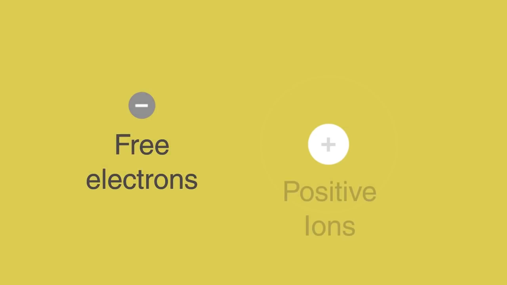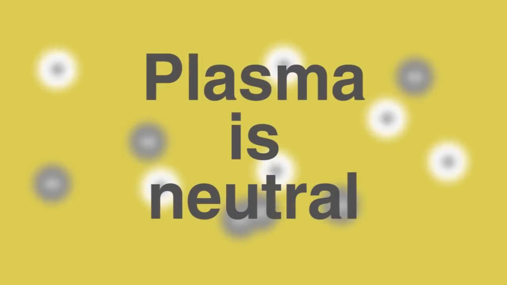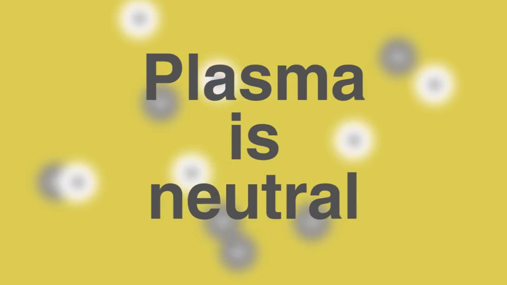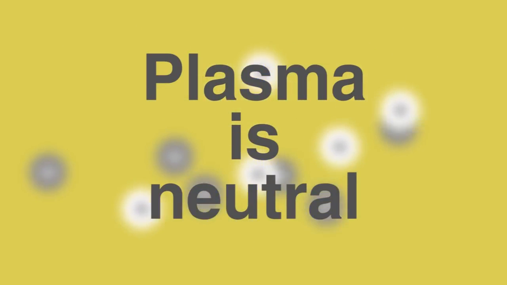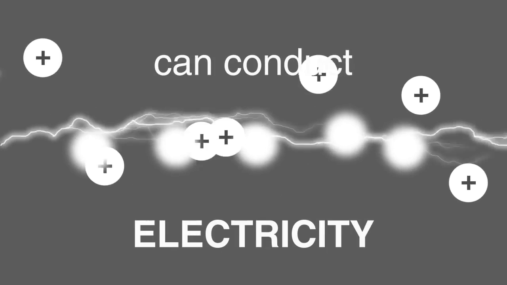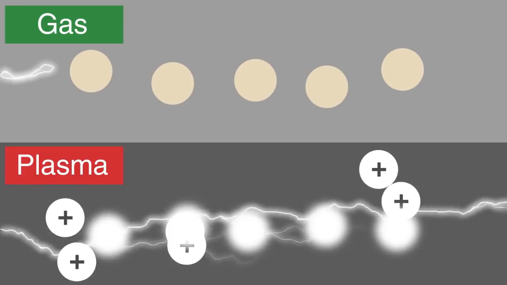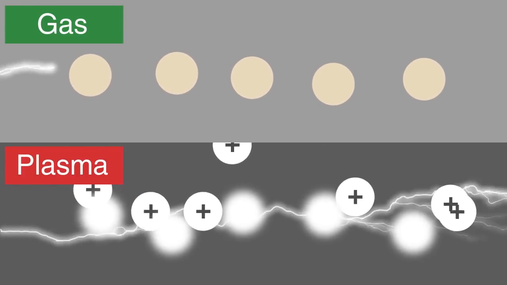When heat is sufficiently strong, the electrons are stripped from their respective atoms, creating free electrons and positive ions. Although there are both negative and positive particles, plasma is neutral overall, as there are equal amounts of oppositely charged particles. Since free electrons are present, substances in plasma form can conduct electricity. This is what separates a gas from plasma. Gases cannot conduct electricity, but plasma can.